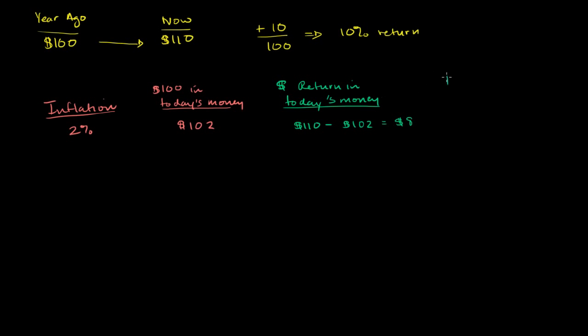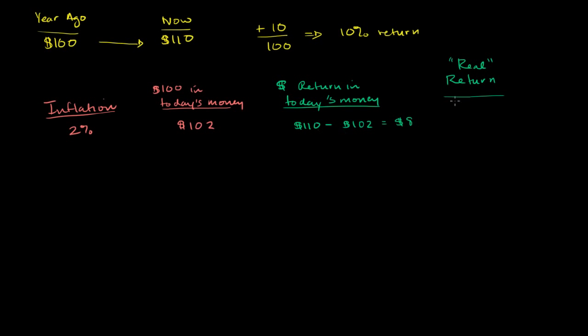So what is the actual real return? So let me write it in real return, and we can do it in today's money. And you could do it either way. You could discount the 110 back to a year ago money and figure out the real return there, figuring out the actual dollar return and do the calculation. Or you can do it in today's money, and maybe I'll do it the previous way in the next video.